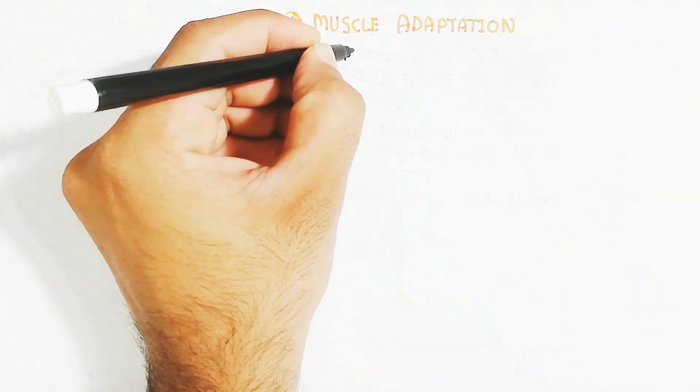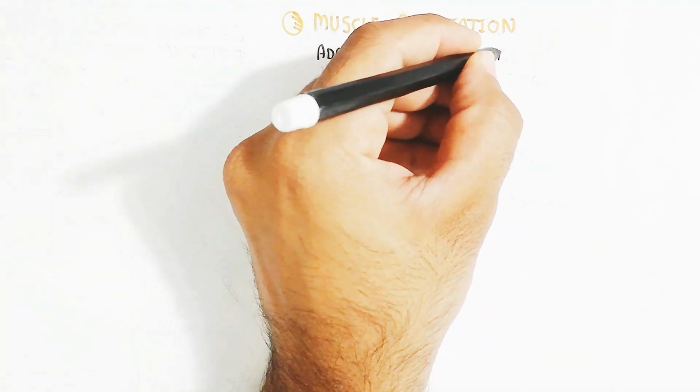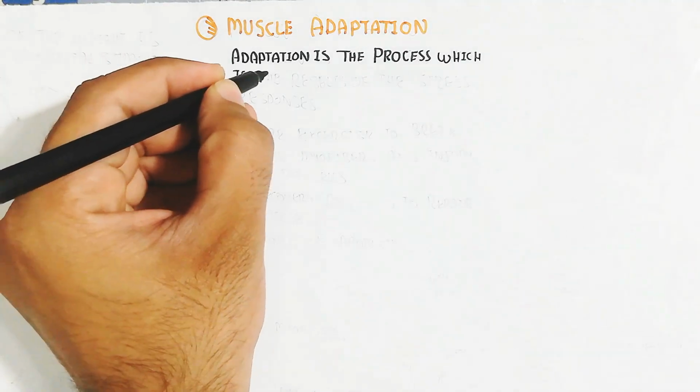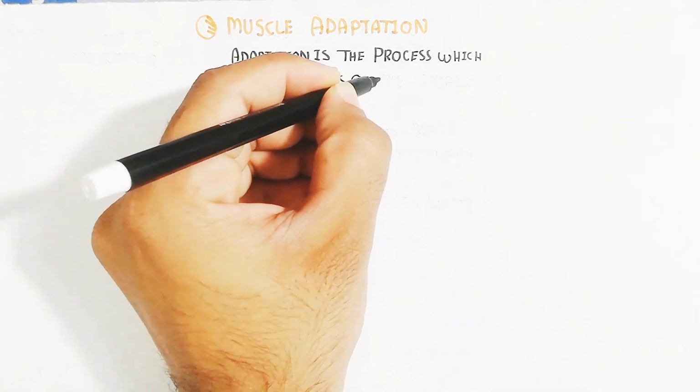In this video, we will understand muscle adaptation, how muscle can adapt due to exercise and the stress response. Adaptation is the process that results from the stress responses of the muscle. In this way, the muscle will grow strong and be able to lift more weight.